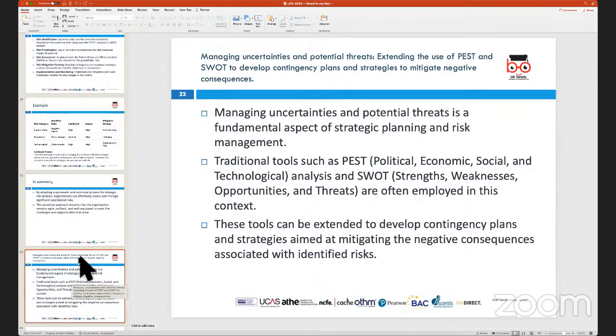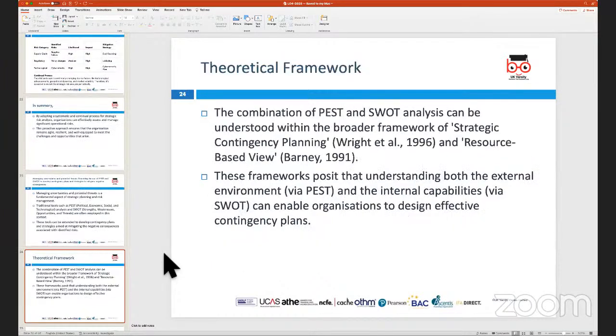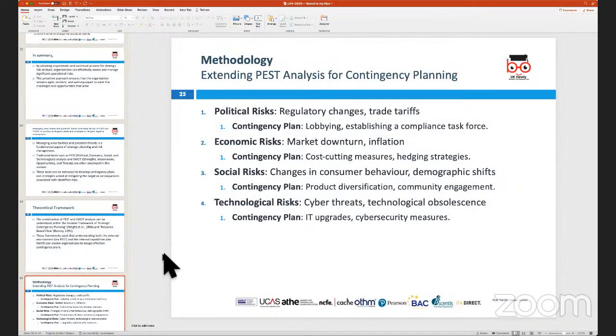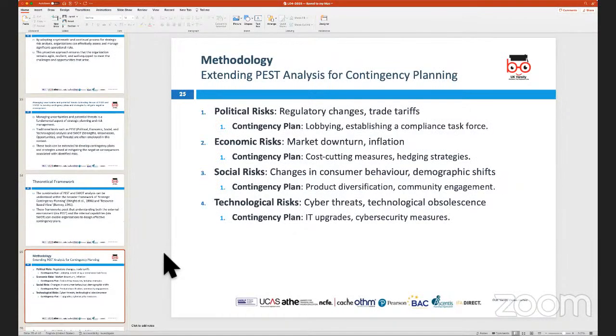So these tools can be used to develop contingency plans and strategies in order to mitigate any risks or negative consequences which are associated with the risks the company is going to face as far as operating in the market. And what I've done is I've put down 2 or 3 slides to explain how PESTEL and SWOT analysis can be used to identify risks for the organization.